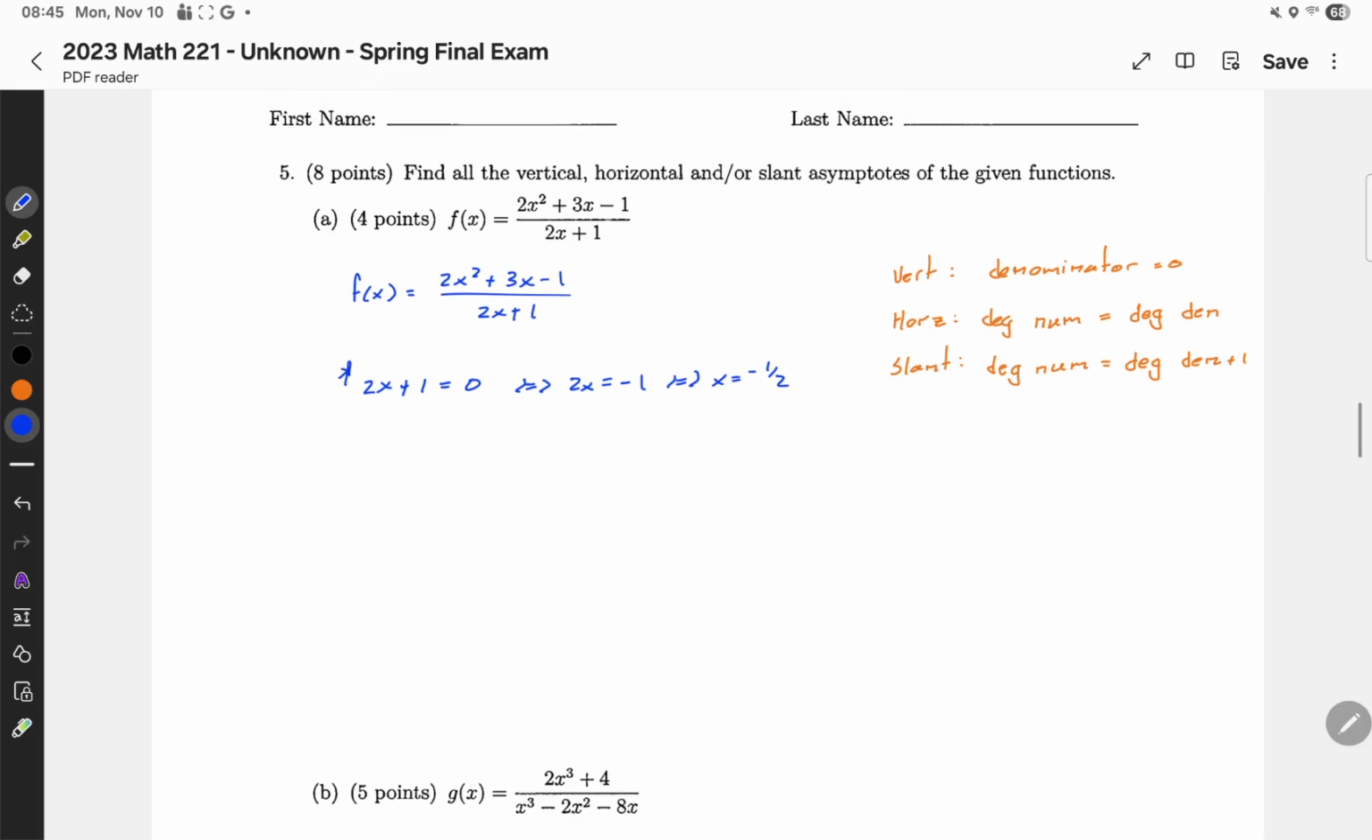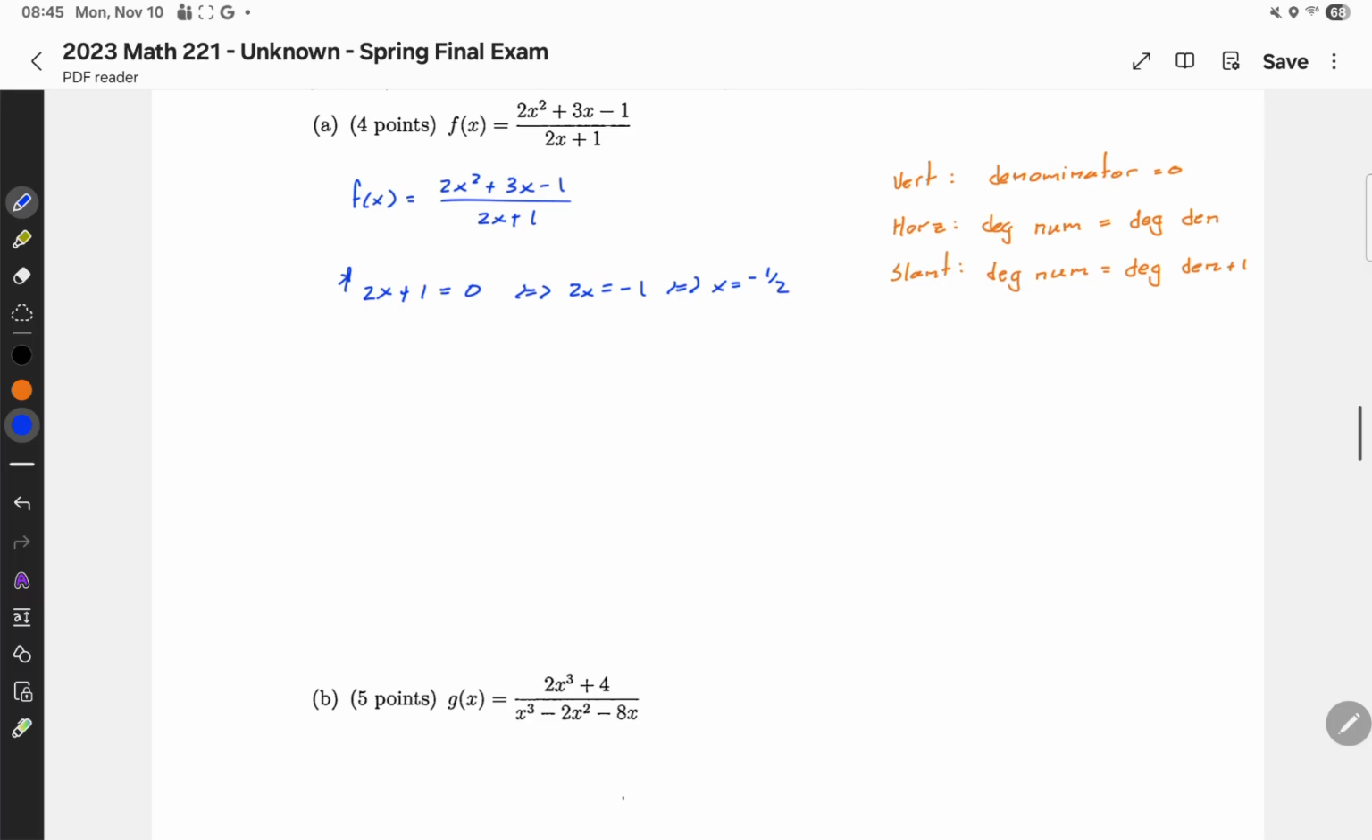And we just have to check, make sure that this top portion isn't also equal to 0, because then you'd be able to cancel it, right? So let's just go ahead and take a quick peek. We have 2 times minus 1/2 squared, which is going to be 1/4, plus, actually I'll put parentheses around the full thing, plus 3 times minus 1/2 minus 1. This is going to be equal to 2 over 4, which is 1/2, minus 3 over 2 minus 1.